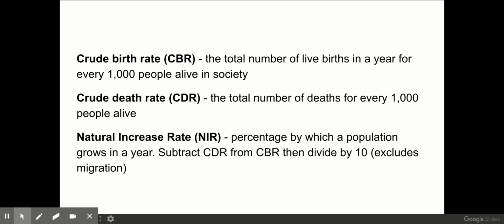And the last thing is the natural increase rate, or NIR, which is the percentage by which a population grows in a year. So to find that, you would subtract the CDR from the CBR and then divide by 10, and that does exclude migration. So we're looking for the natural increase rate by births versus deaths, not dealing with migration. We'll talk about that later on. Folks, I'm going to just continue. Remember that you can pause and go back to any point of the video if I am going too fast.